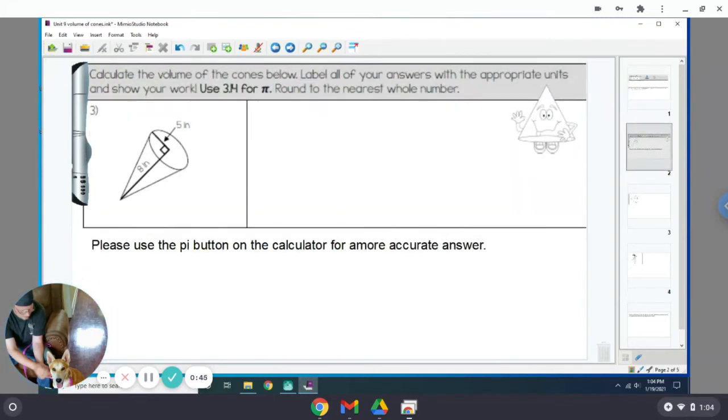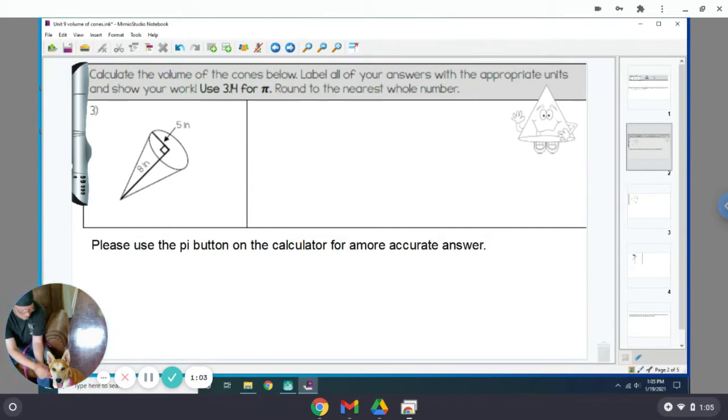All right, number 3, calculate the volume of the cone below. Label all your answers with the appropriate units and show your work. Use 3.14 for pi. Round to the nearest whole number. I'm actually going to use the pi button on the calculator. So if you're going to use 3.14, your answer will be slightly different, but again, not a big deal.